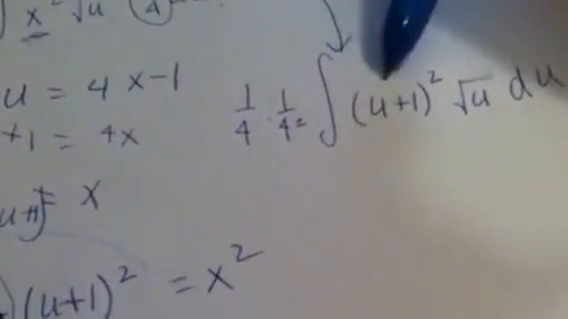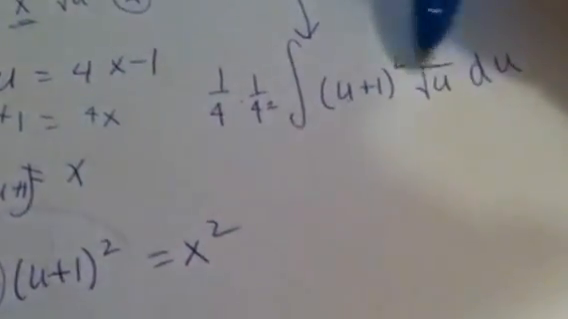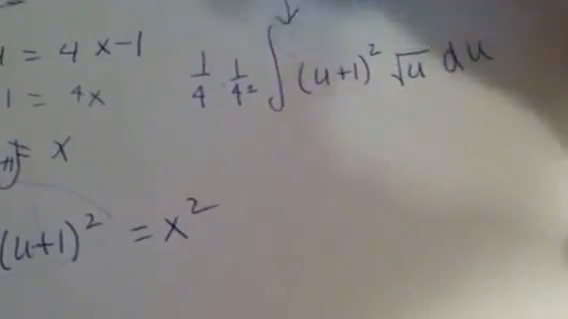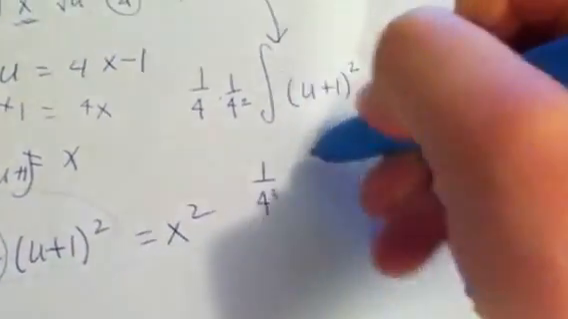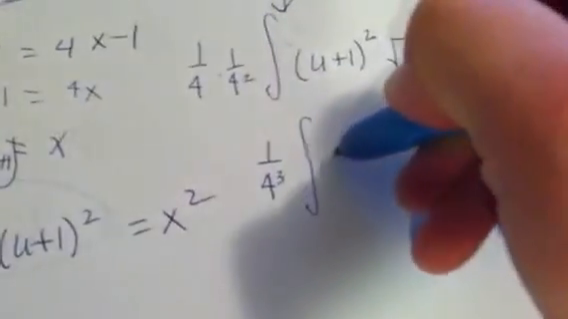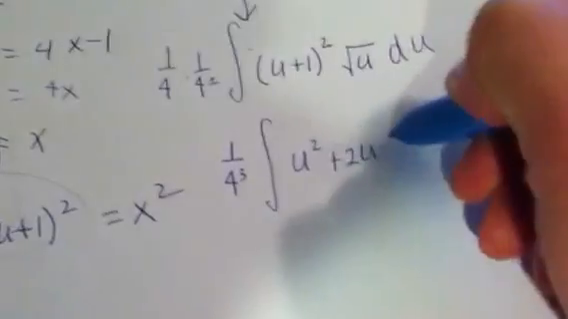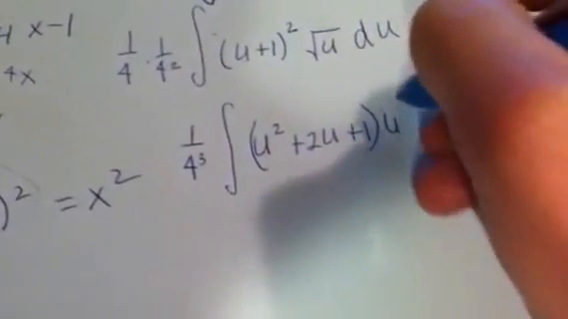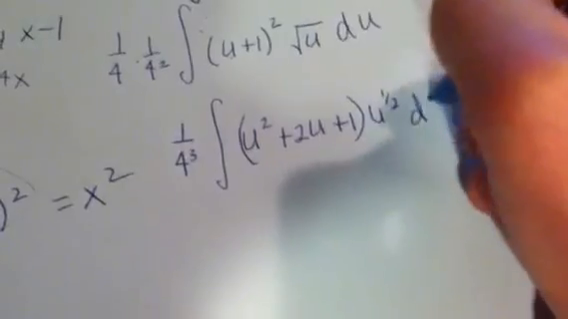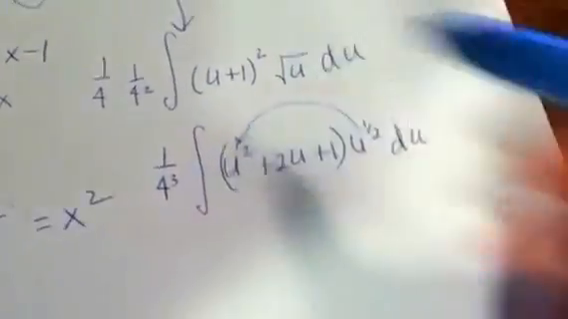The way that it is right now, we have not learned so far how to do that. So what we need to do is first FOIL out the (u plus 1) squared and then factor a u to the 1/2 into each term. We still have this 1/4 cubed on the outside, and when we FOIL that out, we get u squared plus 2u plus 1, all times u to the 1/2 du. Now we just distribute these in.